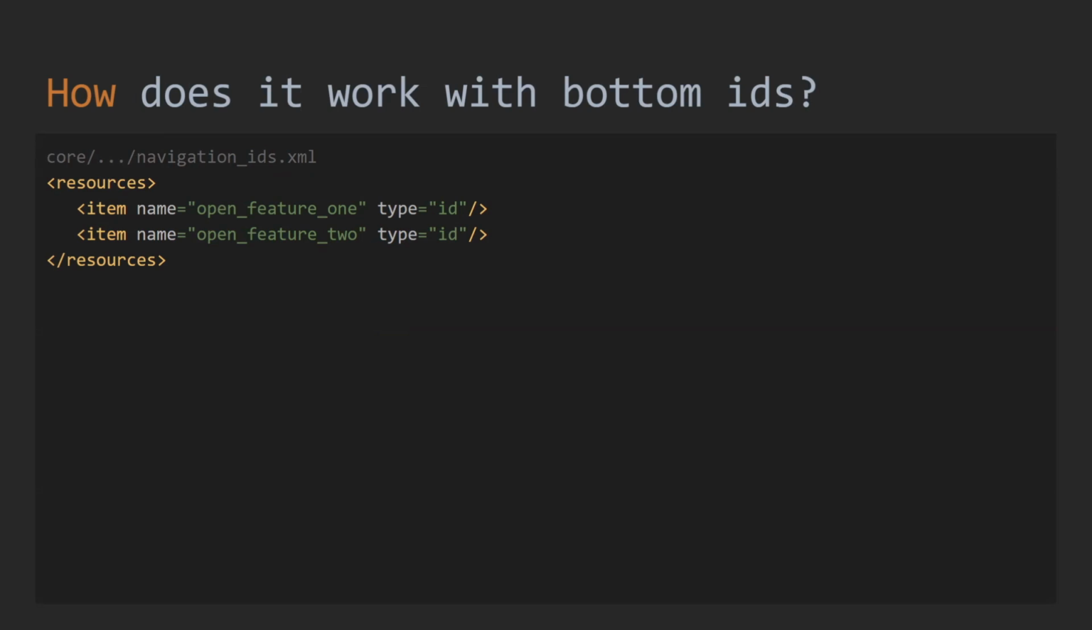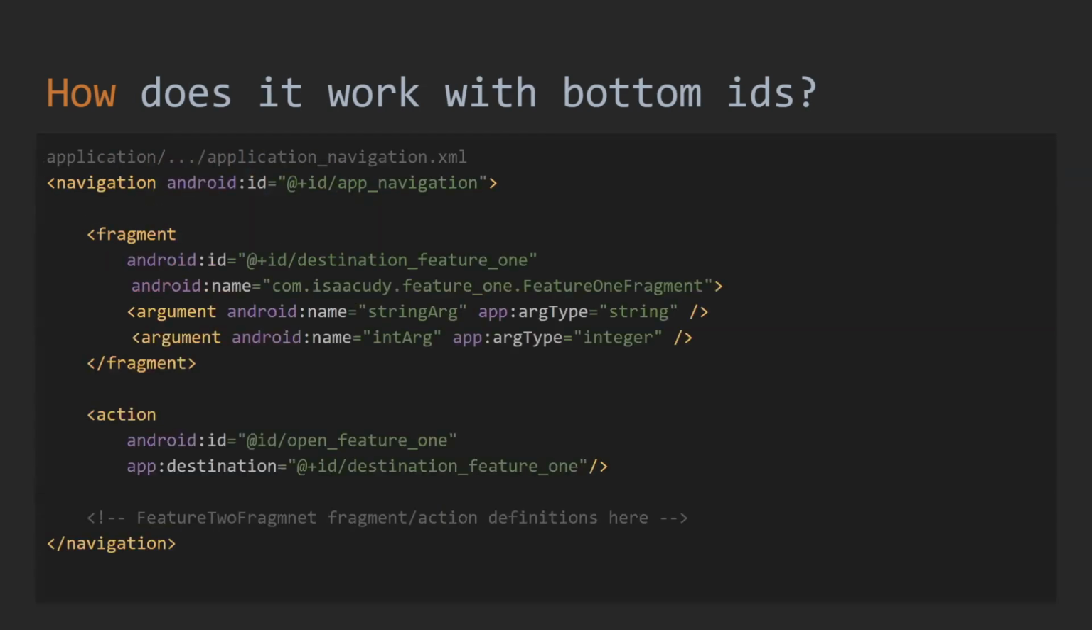And that navigation graph is going to live in the application module and look a little bit like this. So this navigation graph is going to define the whole navigation graph for our application, and then use those IDs from the previous slide as the IDs for some actions we're defining. So we can see here we've got our familiar fragment destination for feature 1 fragment with those arguments, and we're then underneath that defining an action reusing the open feature 1 ID we defined in the core module, which is pointing at the destination feature 1 there.